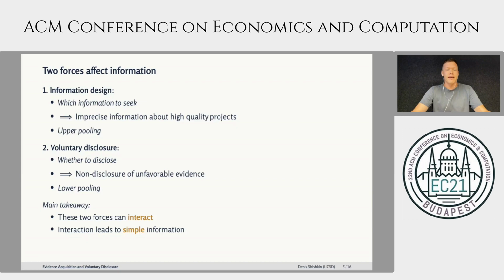On the other hand, there is a voluntary disclosure force, because the entrepreneur also chooses whether to reveal the evidence in the interim. Sufficiently unfavorable news is concealed. In other words, this leads to lower pooling of the states in the equilibrium information structure. The main takeaway of the paper is that sometimes these forces can have a non-trivial interaction, and this interaction then leads to a simplicity of the equilibrium information structure. Let me now provide a more detailed model, results, and intuition.